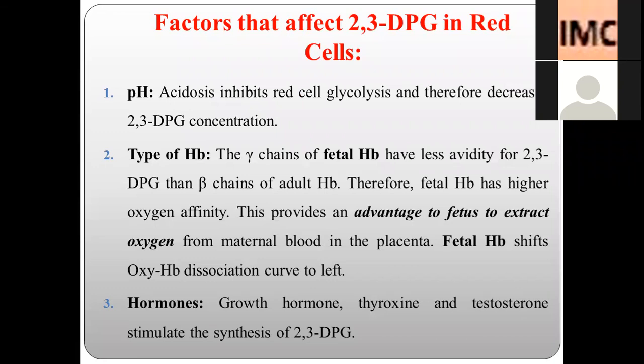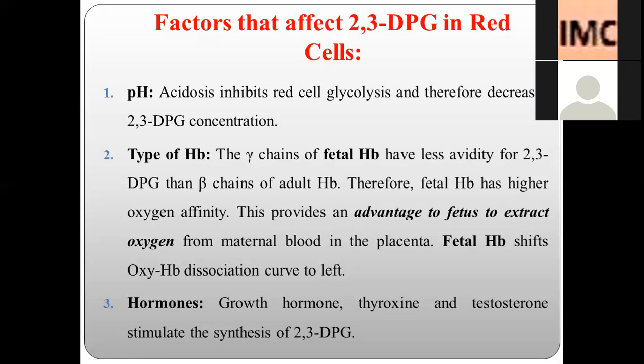There are various factors which affect the 2,3-DPG. We have seen that 2,3-DPG affects the oxygen hemoglobin affinity, and 2,3-DPG, which is present in the red cell as a metabolic factor, is in turn affected by different factors. If they are changed, the 2,3-DPG will be changed, and as this is changed, the oxygen hemoglobin affinity will be changed. Now, what are these factors? The first important factor is pH. The pH is an important factor that decreases the 2,3-DPG concentration.